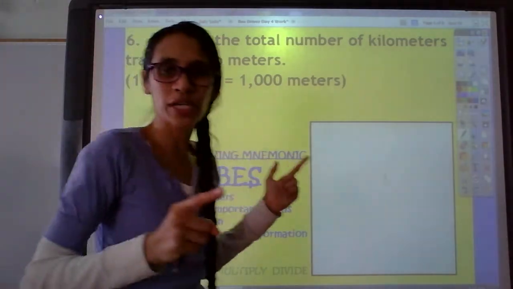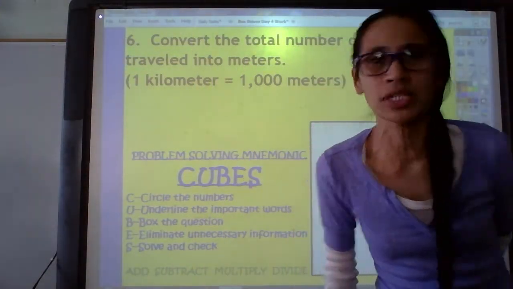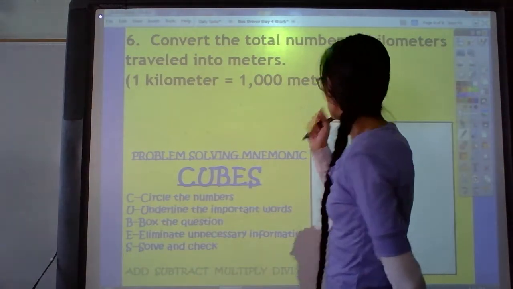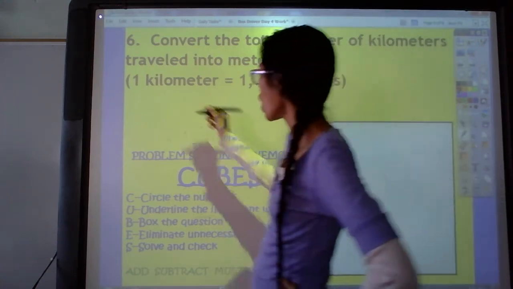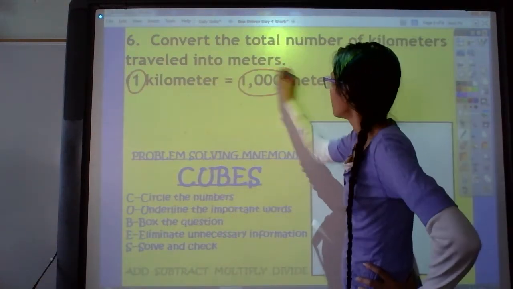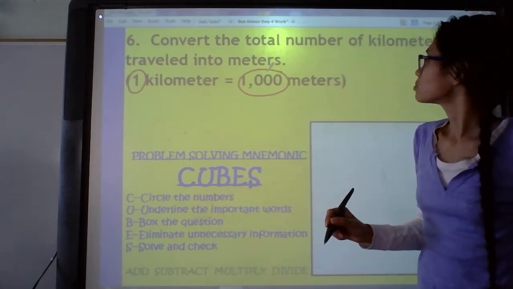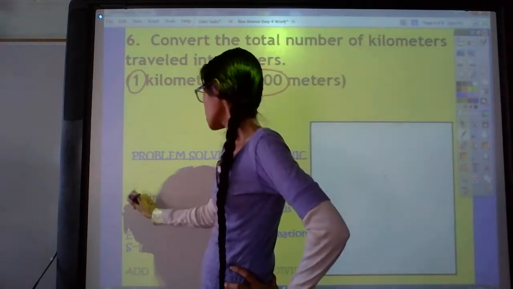To solve this problem, we can use our cubes clues. And the first step of the cubes clues is the C step. Circle the numbers. Help me find some numbers. What do you see? I see the number 1. What else do you see? I see the number 1,000. Bam, right there. And that's it. Oh, no, that's a word number. That's not a number. We are done.